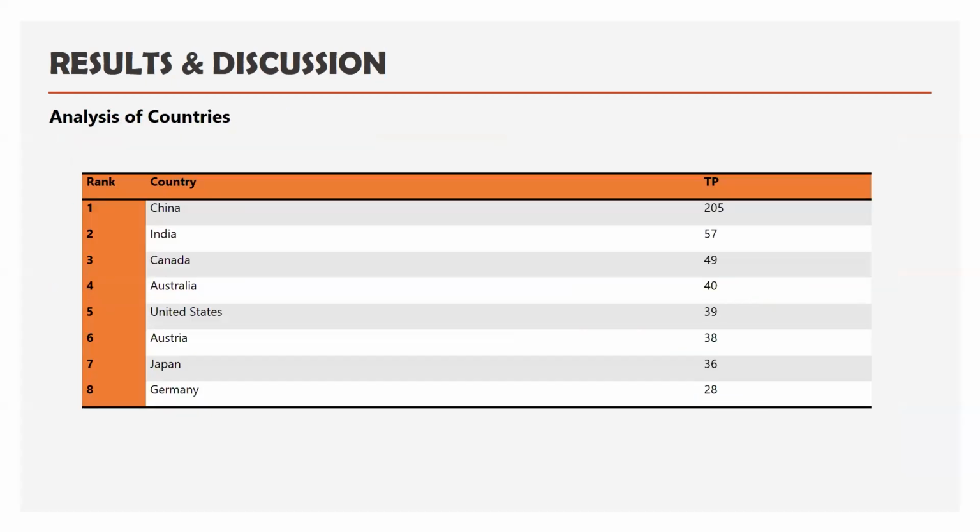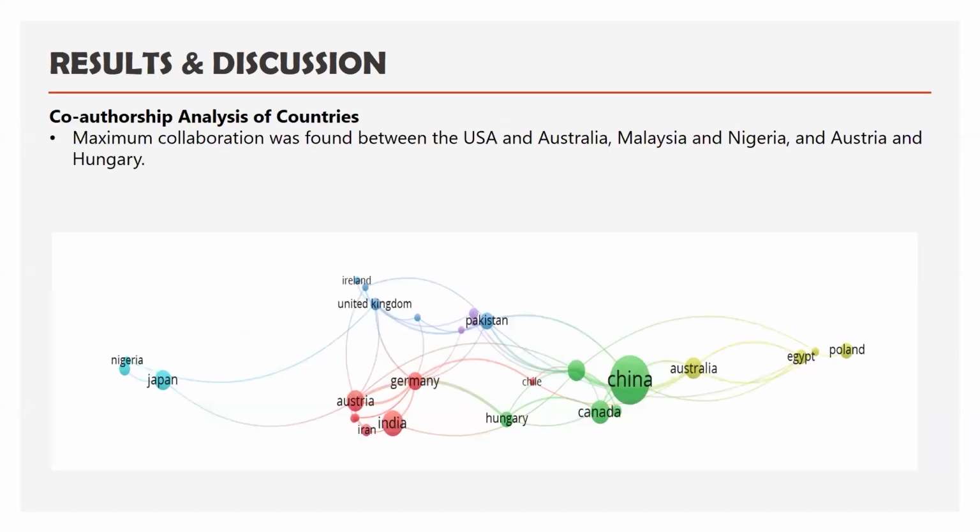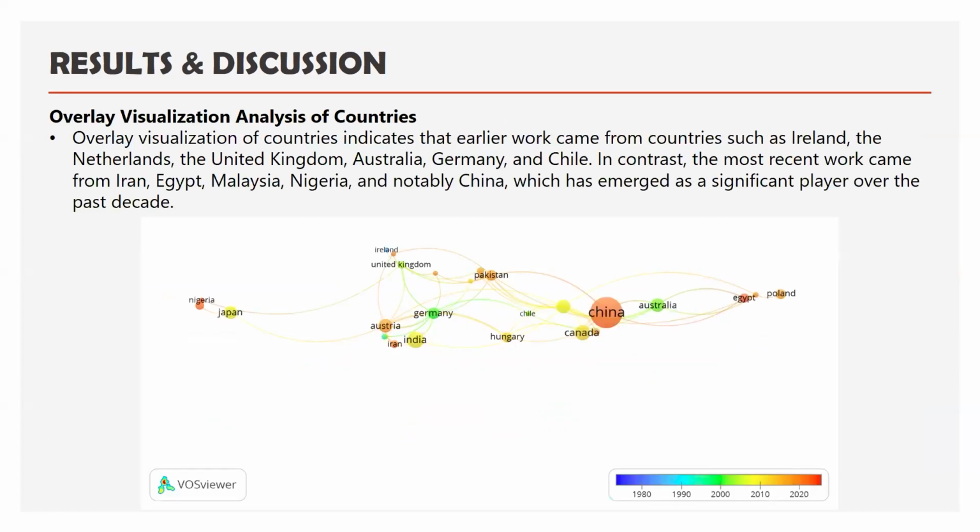Results and discussions, analysis of the countries. China has produced more publications than any other related to the FADVs. Co-authorship analysis of the countries. Maximum collaboration was found between the USA and Australia, Malaysia and Nigeria, Austria and Hungary. Overlay visualization describes that the earlier work came from other countries, and the recent work came from Iran, Egypt, Malaysia, Nigeria, and China.